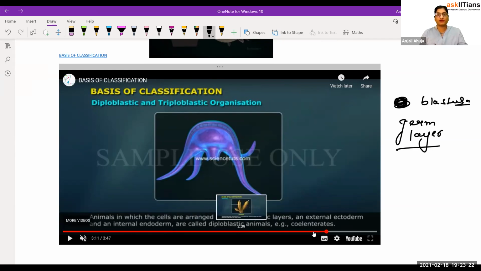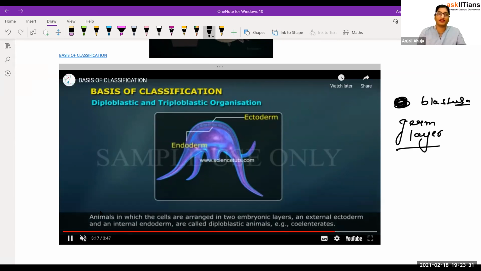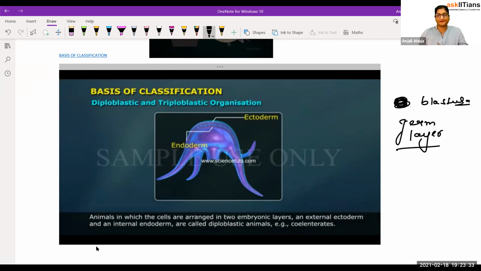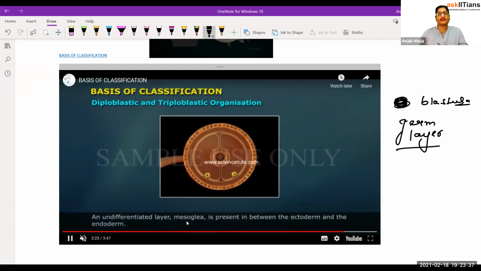We call it diploblastic. Example is sea anemone and hydra. And the next one is triploblastic, where there are three germinal layers. An undifferentiated layer, mesoglea, is present between the ectoderm and endoderm.